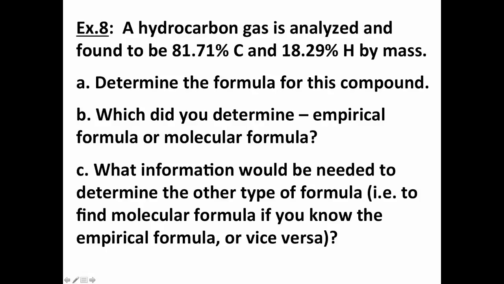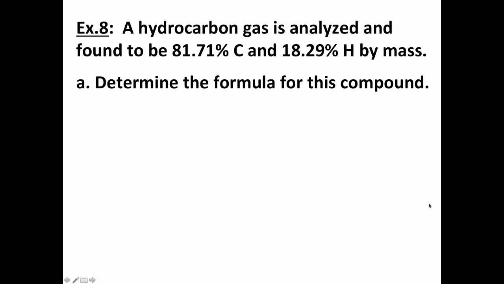Next, we're going to do an example where we have a hydrocarbon gas that we've analyzed and we've found its percent of carbon and percent of hydrogen by mass. And from this, we are to determine the formula of the compound, decide whether we've determined an empirical or molecular formula, and then determine what other information we would need to find the molecular formula if we've determined the empirical, or vice versa. So, let's do the first part, find the formula.